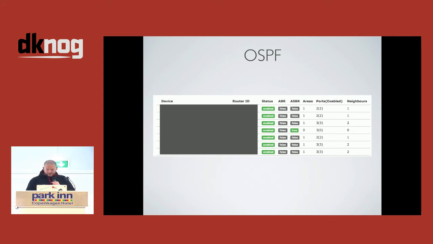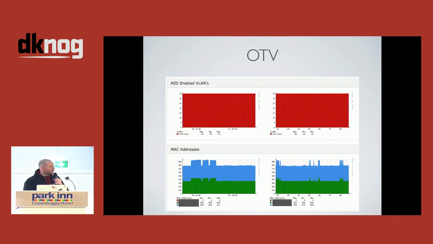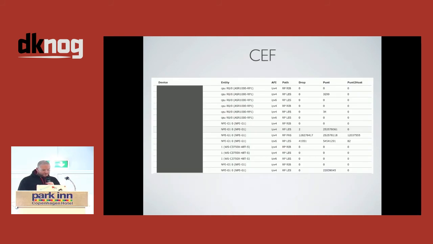For anybody stuck in a Cisco world, we've got support for OTV, so we give you some basic information about what's going on in the OTV instances as well. So number of VLANs enabled over there, the MAC addresses. There is some text information as well, but nobody wants to see that on a slide. There's enough of that going on. Ceph, that is just a table of data.